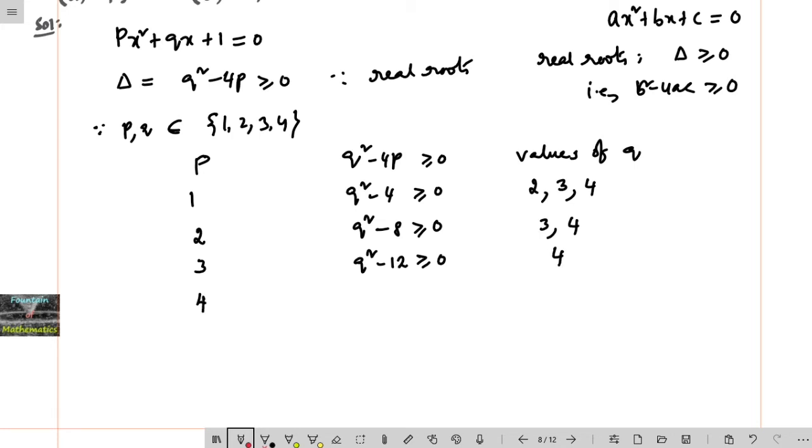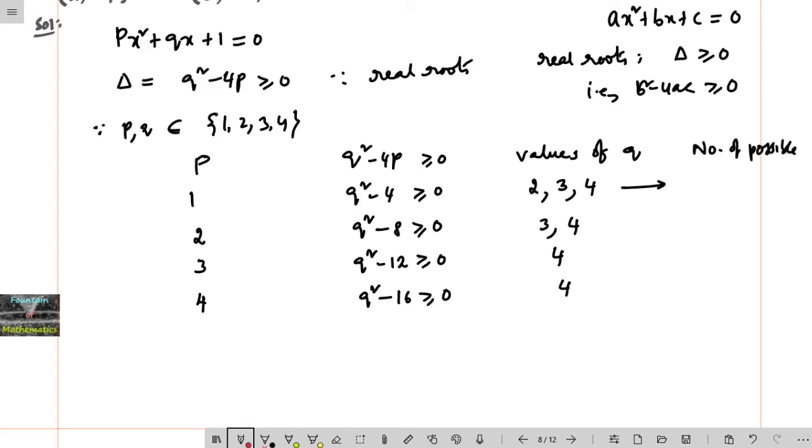And coming to the last case, p is equal to 4. Then we have q square minus 16 greater than or equal to 0. That is again possible with only q equal to 4. So how many possible ordered pairs are here? 1, 2; 1, 3; 1, 4. Total 3 possible ways.